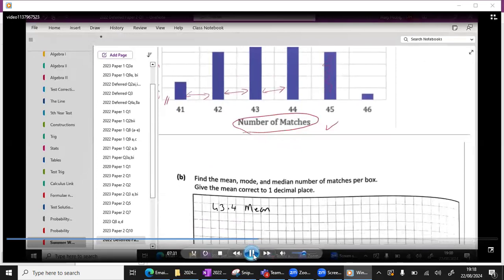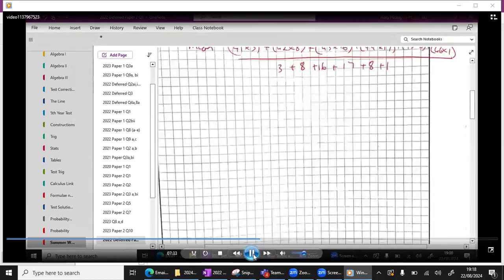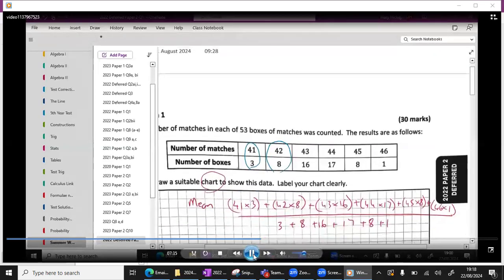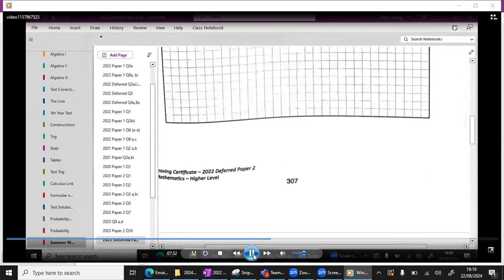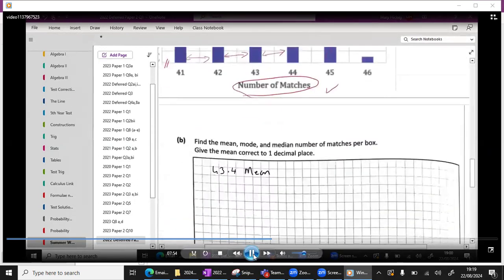Now, we're asked for the mode. Well, the mode is always the easy one, isn't it? It's the one that occurs most often. So having 44 matches in the box occurs more often. It occurs 17 times. So it occurs more often than any other number in the box. So that's why we're giving the answer of 44. So our mode is 44.